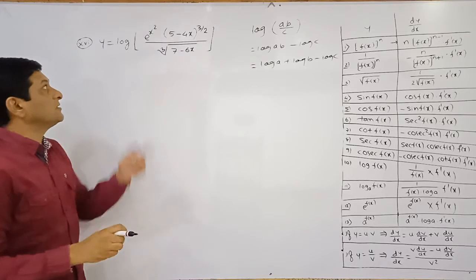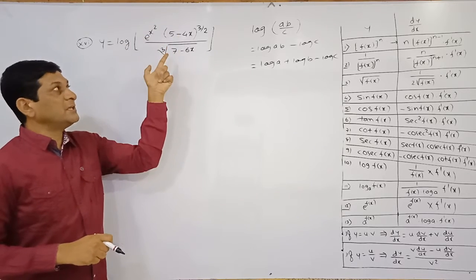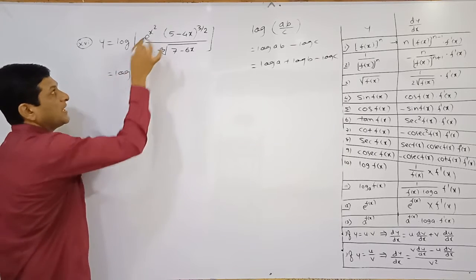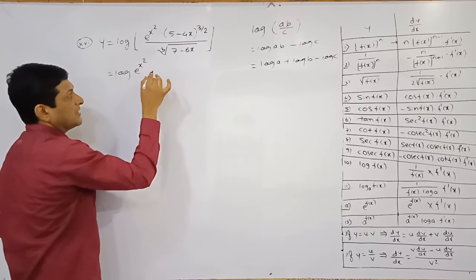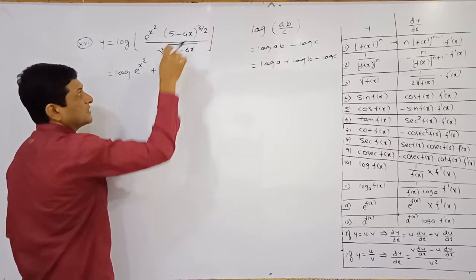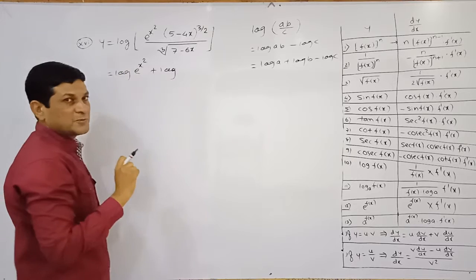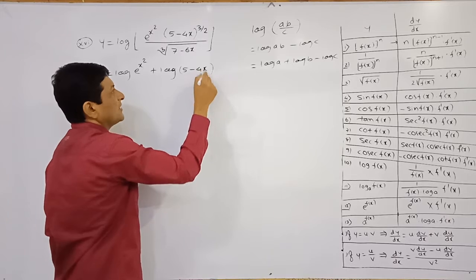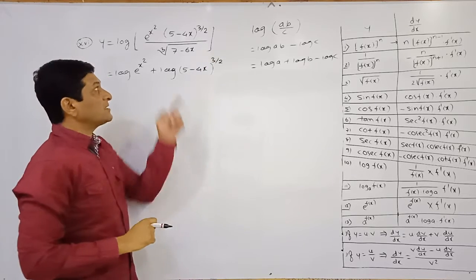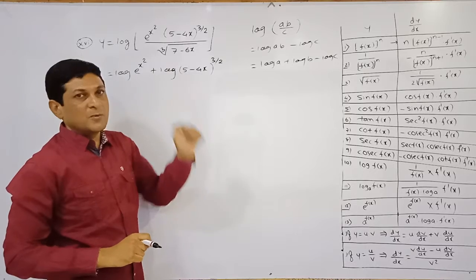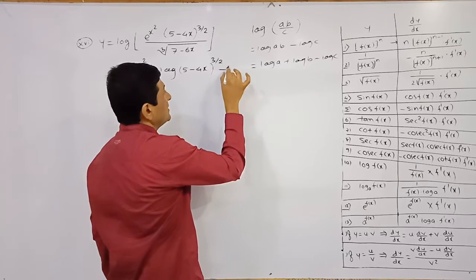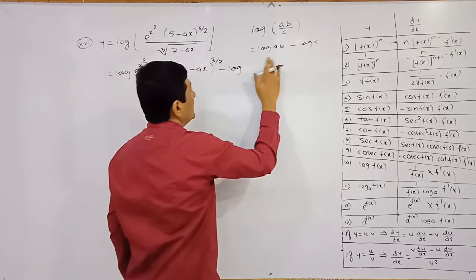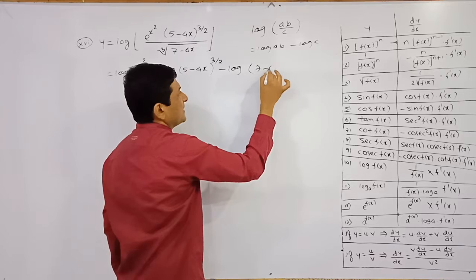So here also the term is in the form of log A into B upon C. According to this law of logarithm, it can be written as log A, where A is e raised to power x square. Plus log B. This term is in the numerator, that's why we get plus, and keep the remaining term 5 minus 4x raised to power 3 by 2 as it is. And lastly, this term is in the denominator, that's why we get minus log of the cube root of 7 minus 6x.